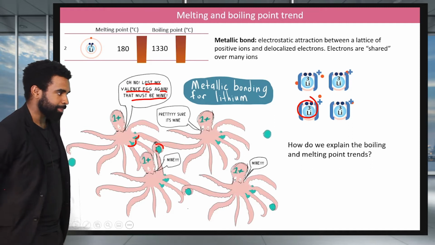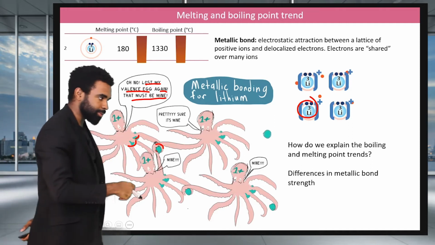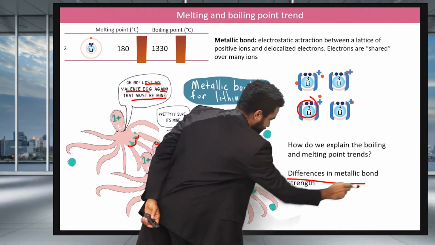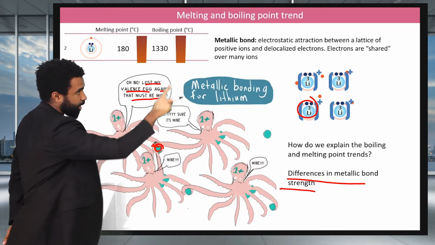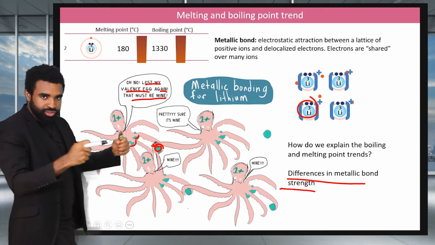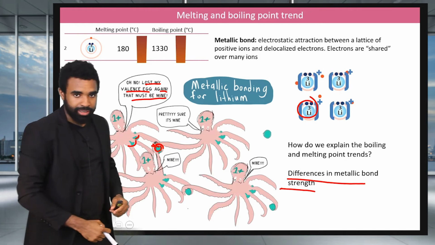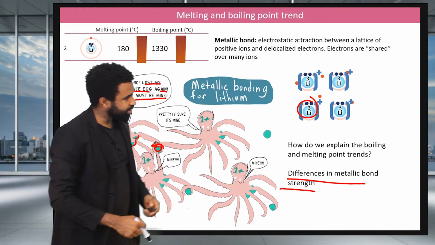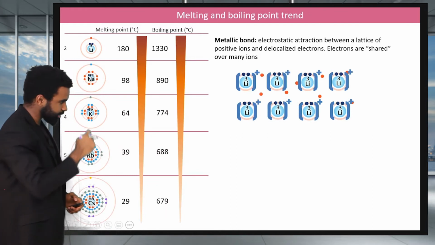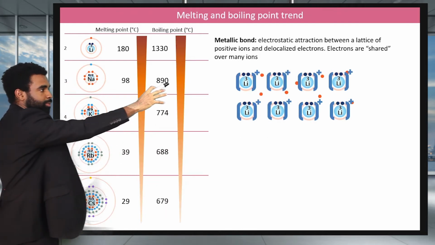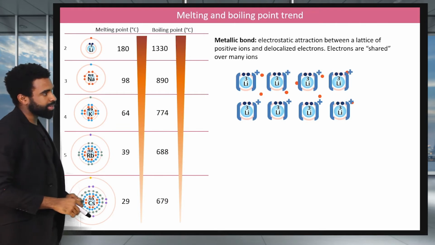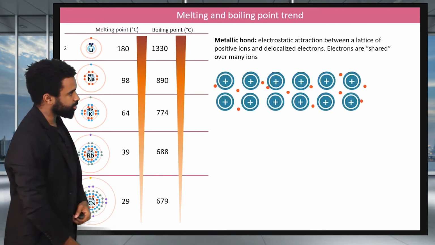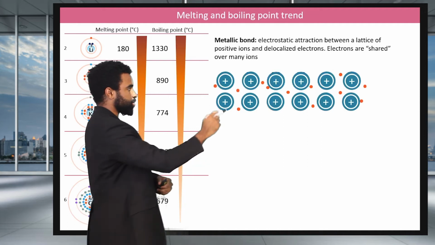Okay? So now back to our question, how do we explain the boiling and melting point trends? By differences in metallic bond strength. So as this bond here that we've described, this metallic bond, as that bond strength changes, the melting and boiling point will change. So let's look then at this concept. To do this, I'm going to change the representation of the lithium metal to something like that, because it'll be easier to explain what I need to.